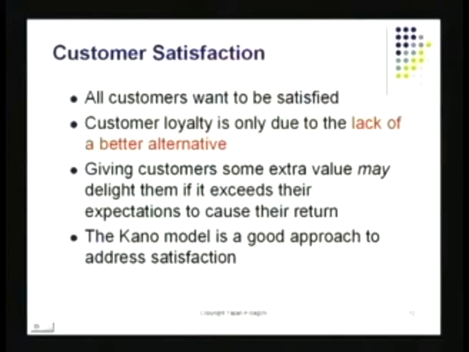So in fact, it's very, very important first to find a way to provide customers some extra value. This may delight or even exceed their expectations. And this may cause them to come back. And this is exactly what we are after. We are after customers coming back to us. Not only do they themselves come back, but they also tell others, their friends and relatives and so on, that this is one good place. If you go there, I think they'll take care of you. I think they'll give you good value. That's something that we have to do.